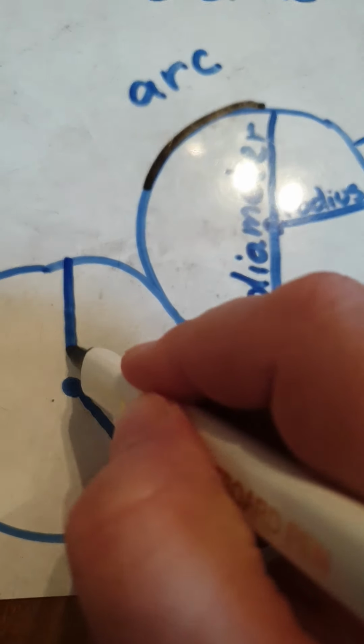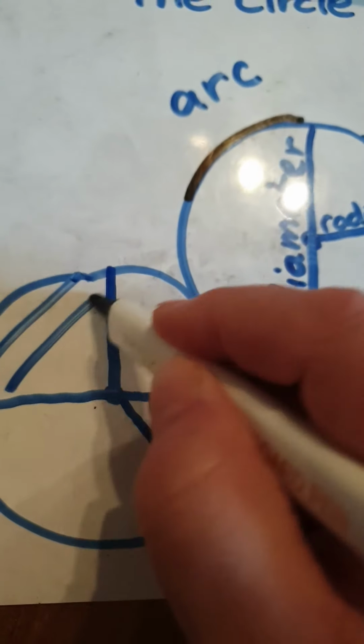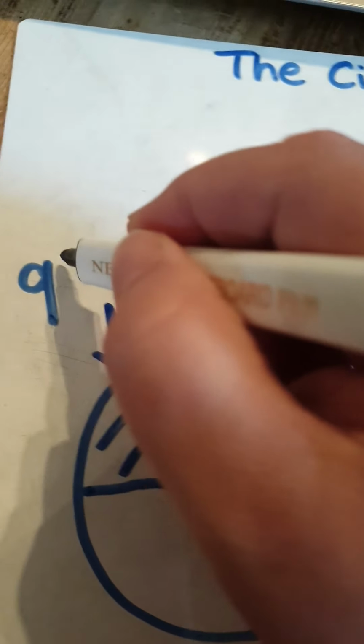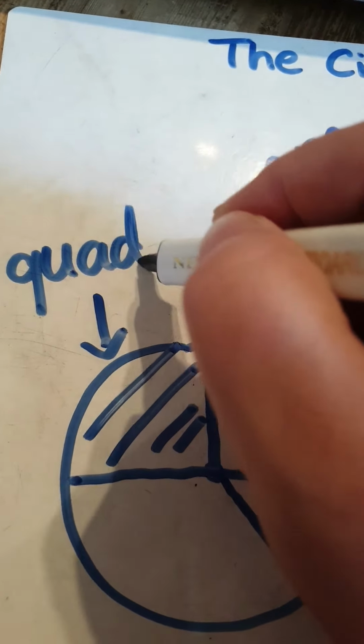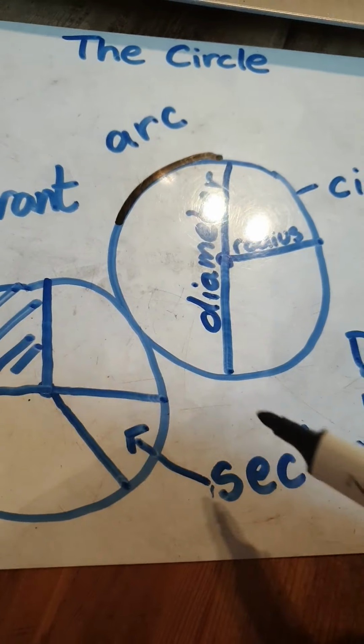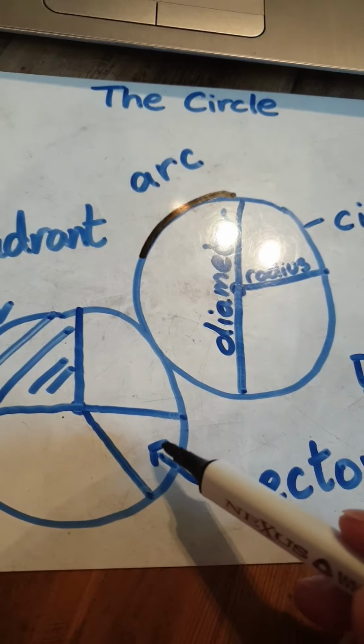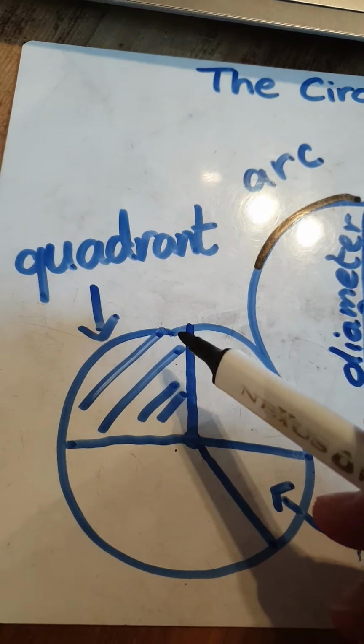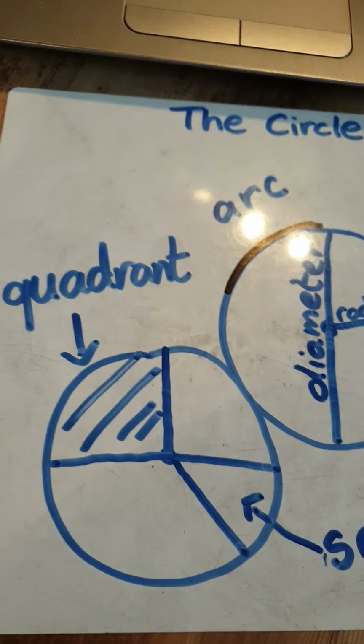And if that slice is exactly a quarter of the circle, well, then it is called a quadrant. Quadrant. There we go. So you've got the sector, which is a slice of the pizza. And if it's exactly a quarter of the circle, then it's called a quadrant.